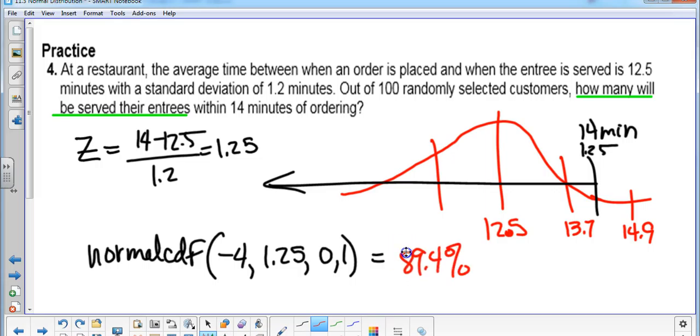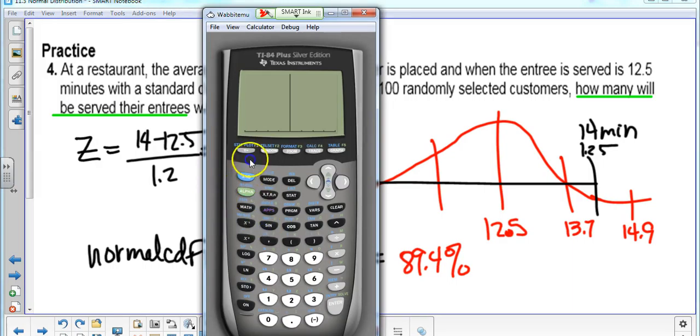Now, we're going to get a slightly different answer the way I'm going to show you. We're not going to use z-scores. We're going to be super lazy. We're going to go to the same spot, and without calculating anything, we're going to put in the numbers from the question. Okay.